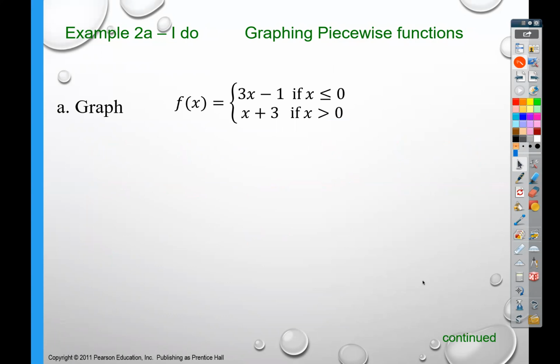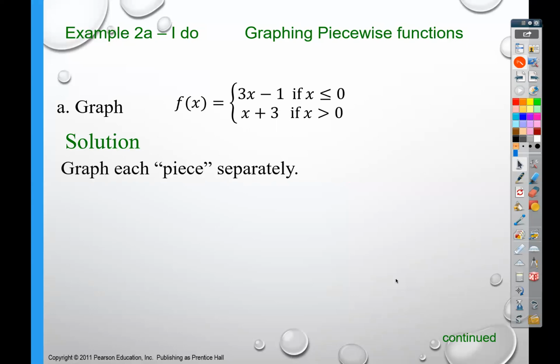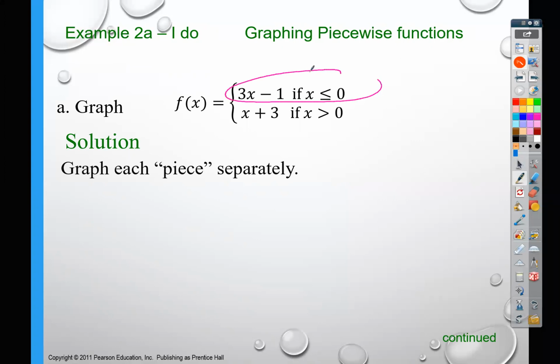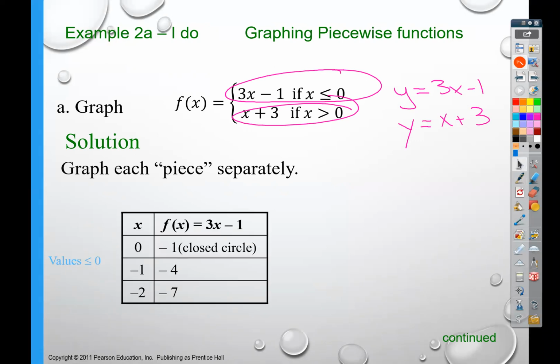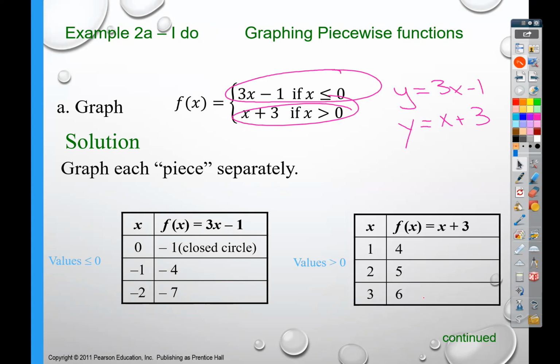All right, now we are going to graph piecewise functions. Okay, so we are graphing pieces of functions. So here's how I'm going to tell you to do it. You're going to graph each piece separately. So like this is one piece, y equals 3x minus 1. And this is the second piece, y equals x plus 3. All right, so how do we do that? We're going to graph each piece. We can plug in points. And then you're going to see both of these tables, okay?